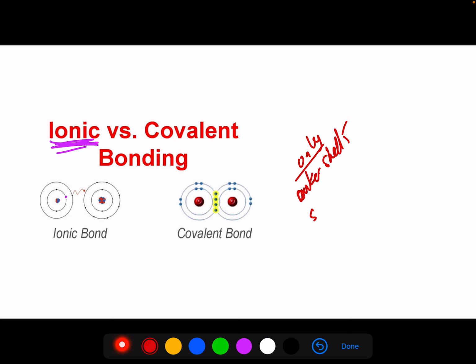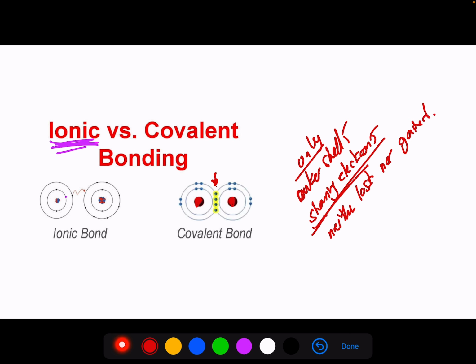When I'm talking about sharing electrons, I mean that none of the electrons are completely lost nor completely gained. These 4 electrons are shared, meaning they're actually positioned between both atoms, the first atom and the second atom. These are the shared electrons. So electrons are neither lost nor gained. It's actually shared, as if these two atoms are holding hands.